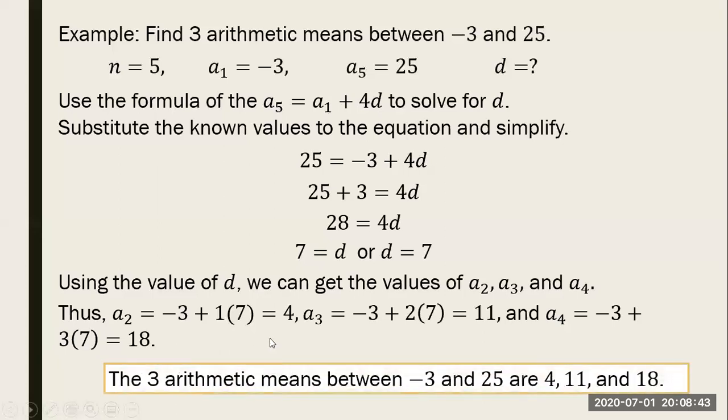Okay, so the three arithmetic means between negative 3 and 25 are 4, 11, and 18. So if we are going to subtract, 4 minus negative 3 is 7. 11 minus 4 is 7. 18 minus 11 is 7. And 25 minus 18 is 7. So arithmetic sequence is that.